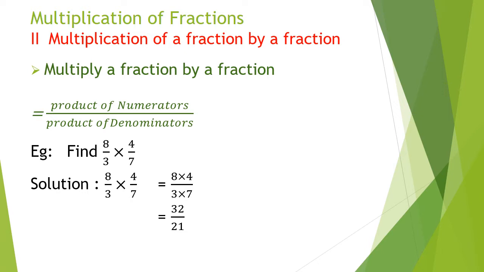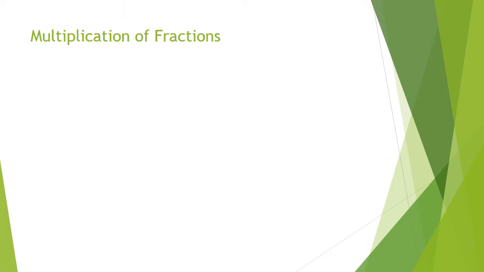This is an improper fraction. So we can convert it into a mixed fraction. That gives 1 integer 11 upon 21. Next we can move to another example.